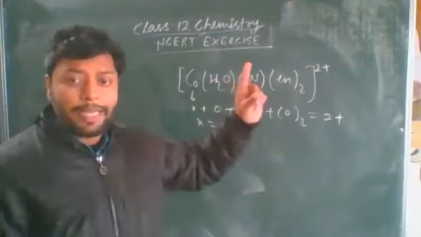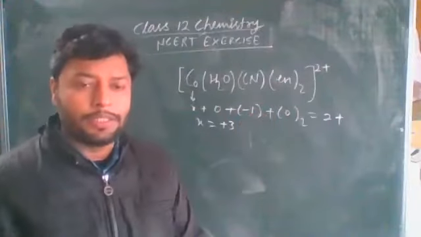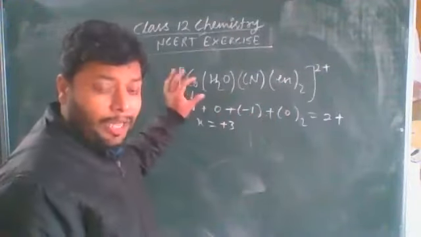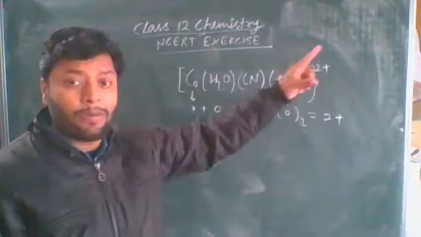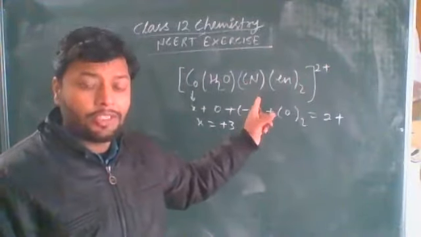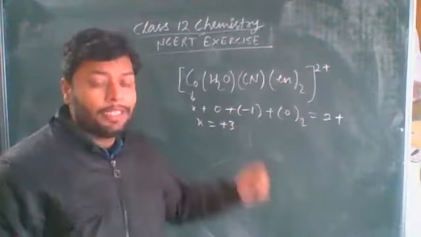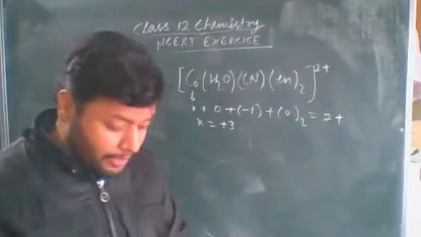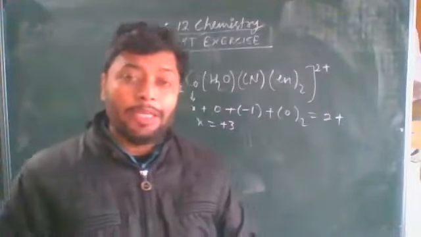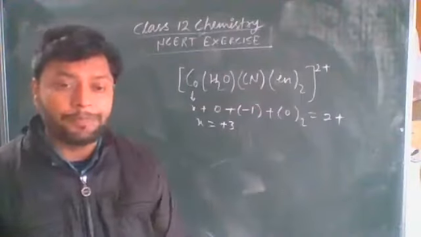Water and ethane-1,2-diamine, both these ligands are neutral ligands. So the oxidation number always depends upon the charge of the complex and the charge of the ligands. With the help of the charge of the ligands and the charge of the complex, you can identify the oxidation number of any metal cation. At the same time, you can practice the IUPAC naming of the same complex as well.